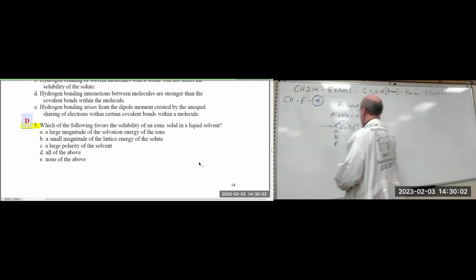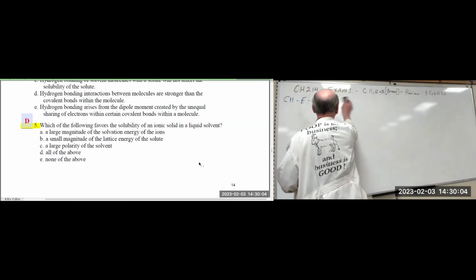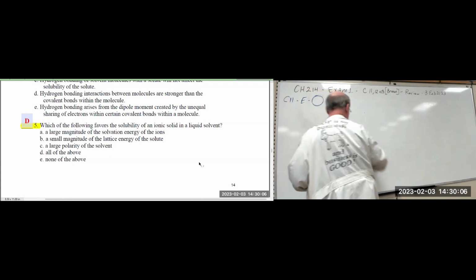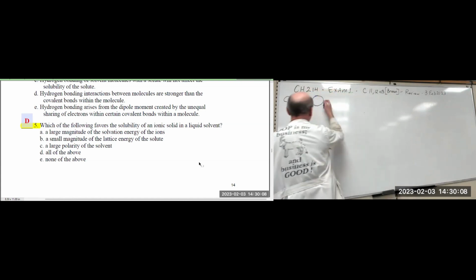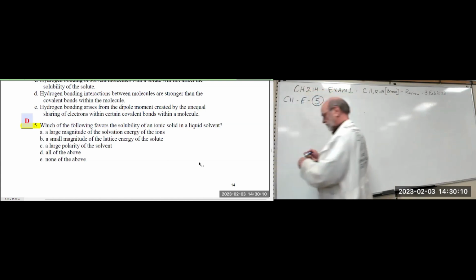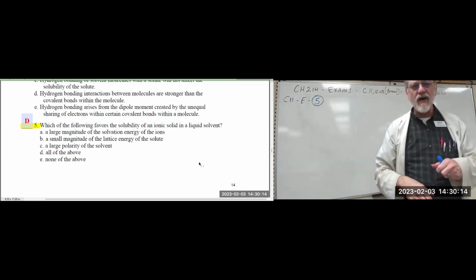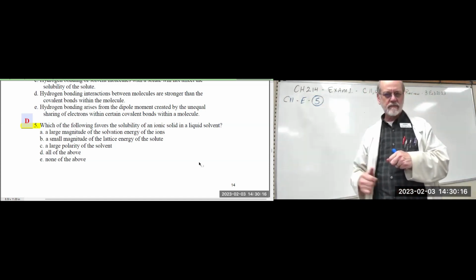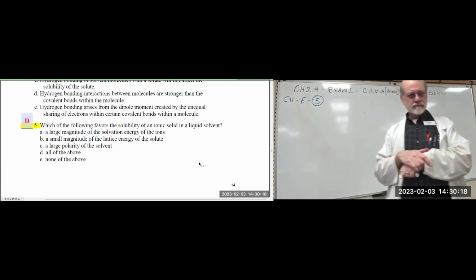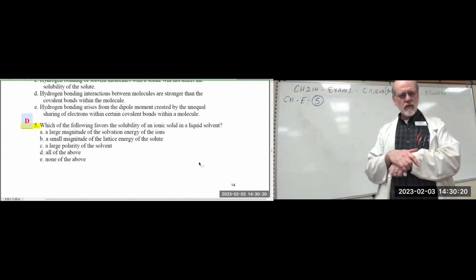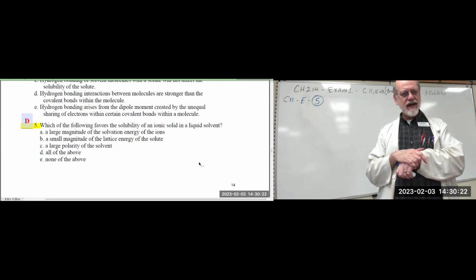How about number 5? Which of the following favors the solubility of an ionic solid in a liquid solvent? Well, let's see. We want to favor the solubility of the ionic solid in the liquid solvent. A large magnitude of the solvation energy of the ions.